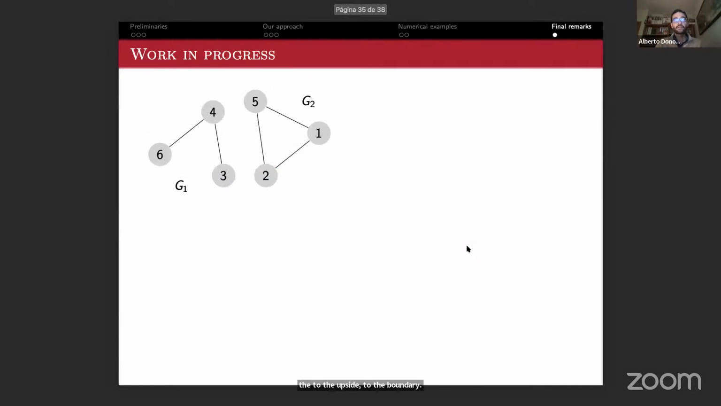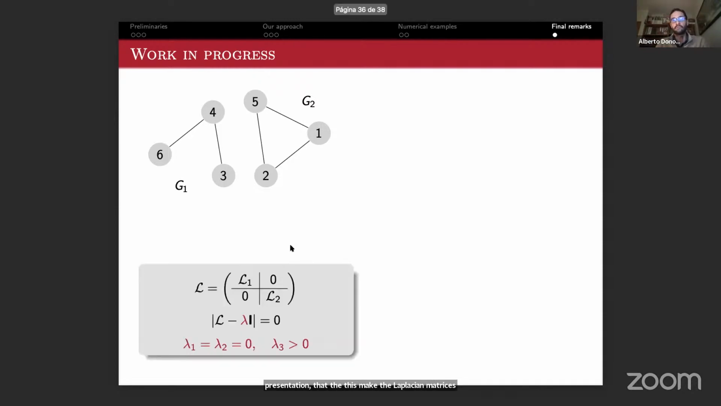So to finish with, I would like to mention some work in progress. We know, after seeing the presentation, that in this case these two connected graphs make the Laplacian matrix have two null eigenvalues. In that case, we haven't applied shifting. So we have two connected graphs, and this means that the first and second eigenvalues are 0, but not the third one.